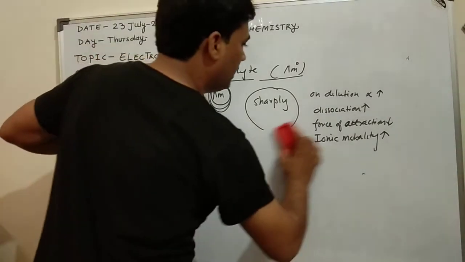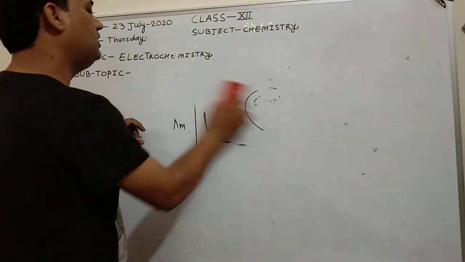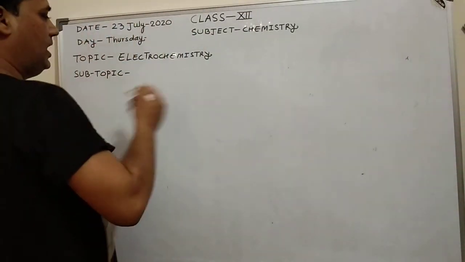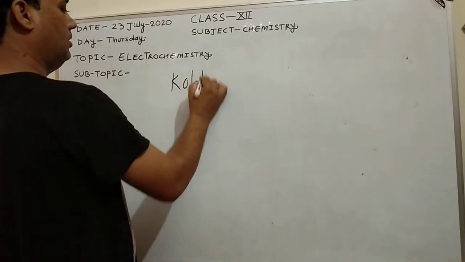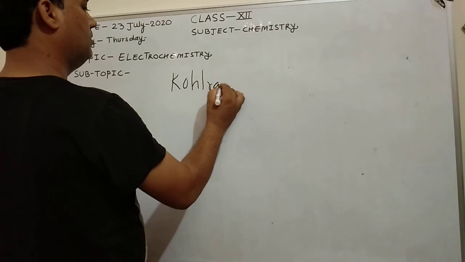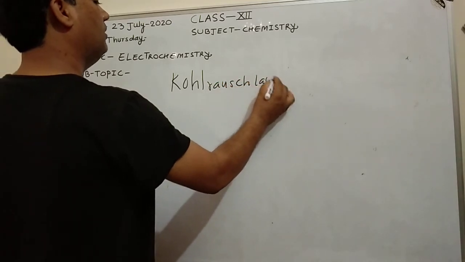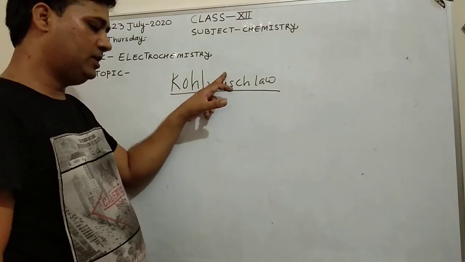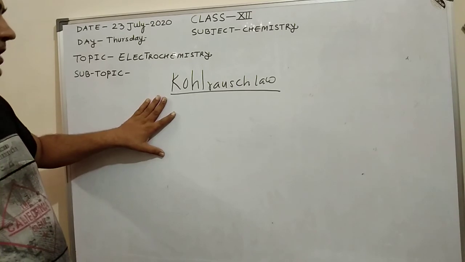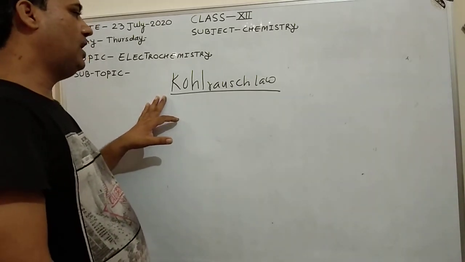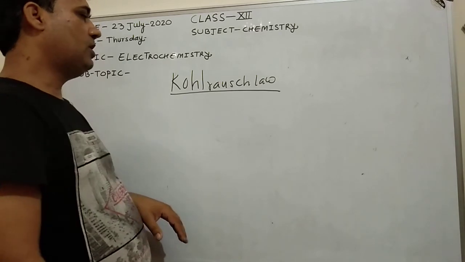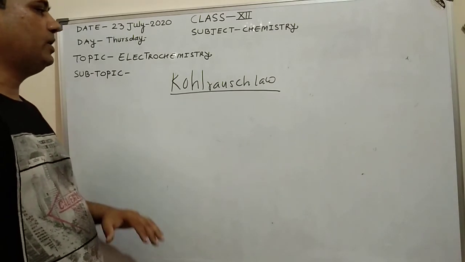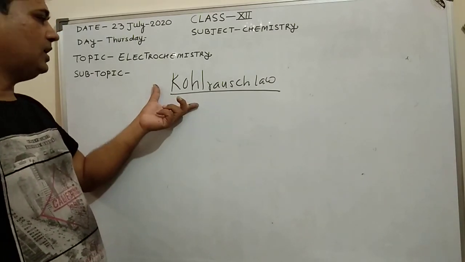So how can we calculate lambda m naught for weak electrolyte? With the help of Kohlrausch's law, we can calculate lambda m naught for weak electrolytes, and it is very difficult to calculate lambda m naught for weak electrolytes with the help of a graph because the graph becomes parallel to the y-axis and there is no intersecting line. So in the next video I will discuss Kohlrausch's law in detail.